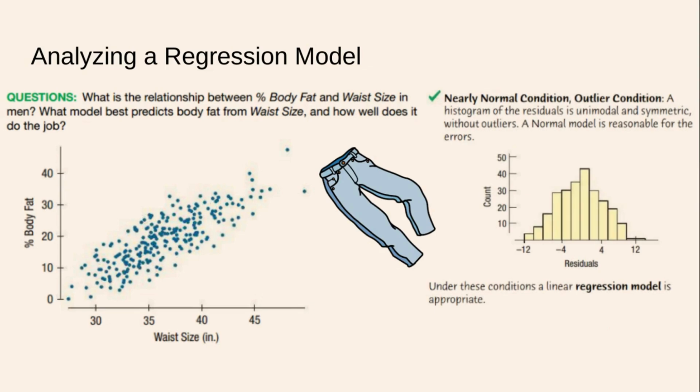We have the nearly normal condition and the outlier condition together. The histogram of the residuals is unimodal and symmetric and familiar, might I add, without outliers. The normal model is reasonable for the errors. All these residuals, or errors, do stack up to a bell-shaped looking histogram. So you really can't ask for anything better with real-world data. Under these conditions, a linear regression model is in fact appropriate.